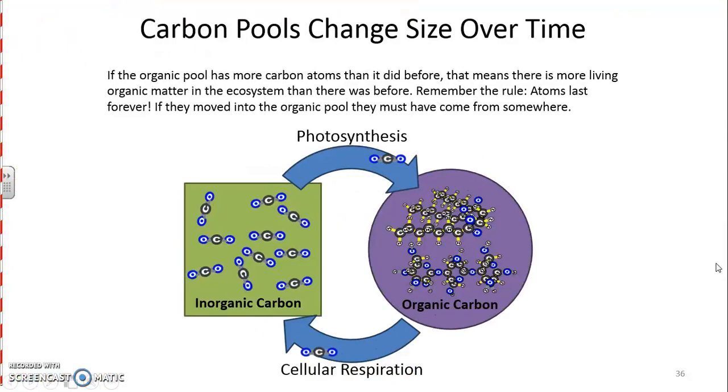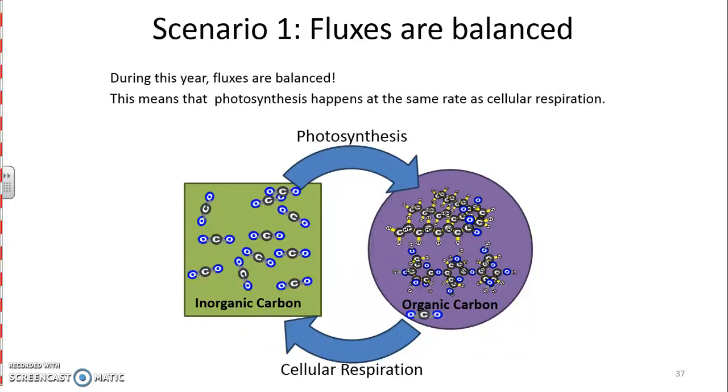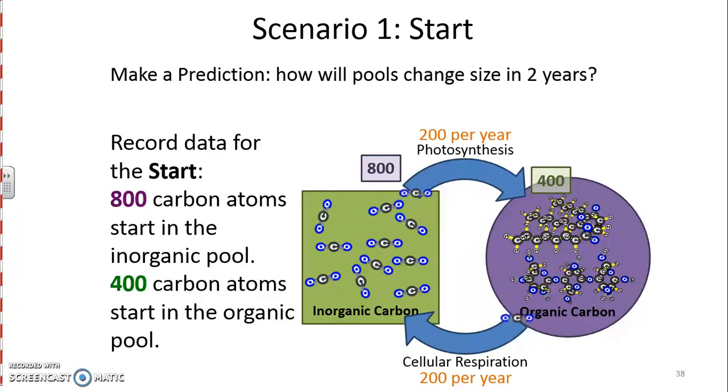In this simple example, including the ones we're going to look at later, we have multiple fluxes going on. We have positive fluxes, we have negative fluxes, and also our flux depends on whether you're looking at the inorganic or the organic carbon. Our carbon pools are going to change over time, and we're looking at a simple example in which the fluxes are balanced. What that means is we have the same amount coming in as what is coming out. This is our first scenario, which is also in your packet, and I've included a link in the description to this video. We're going to make a prediction: how will these pools change over the course of a couple of years?